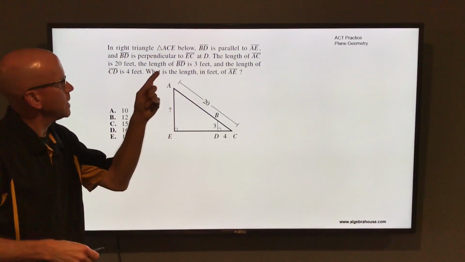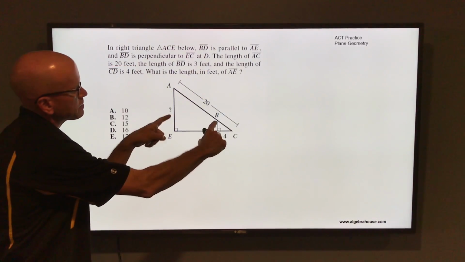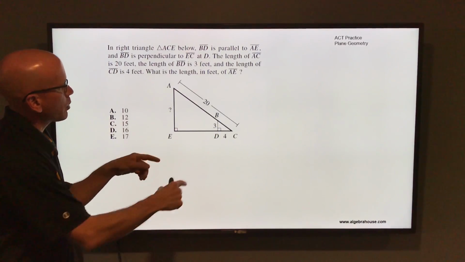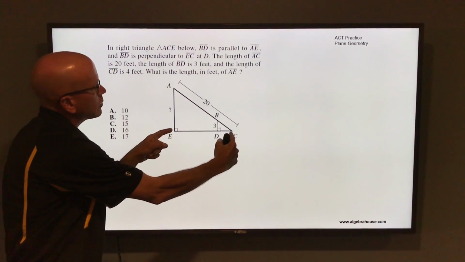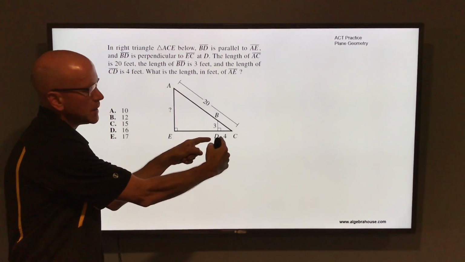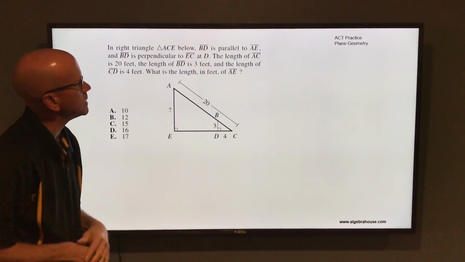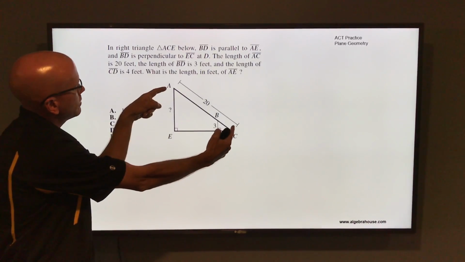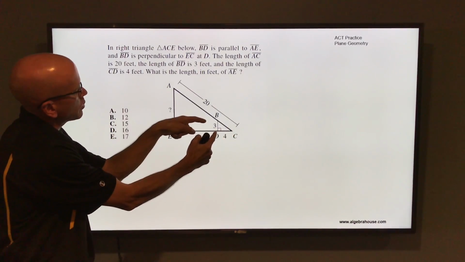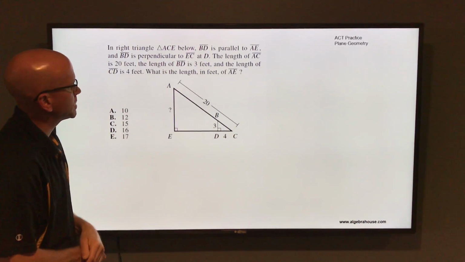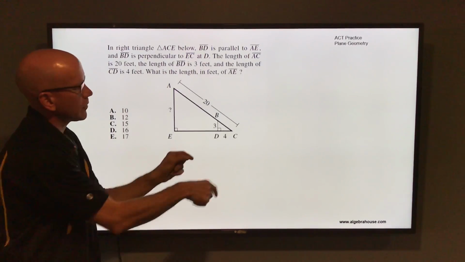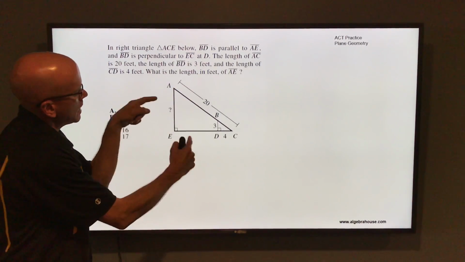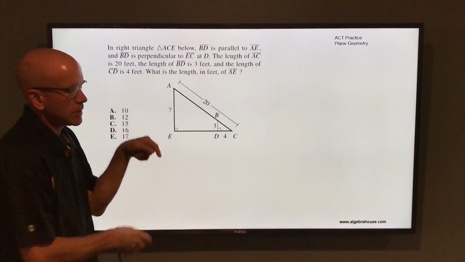In right triangle ACE below, BD is parallel to AE. Also, BD is perpendicular to EC at point D. So this BD is perpendicular to EC. Length of AC is 20 feet. So AC is given there as 20 feet. The length of BD is 3, that's shown. And the length of CD is 4, that's also shown. What is the length of AE? So we need to find this distance here.